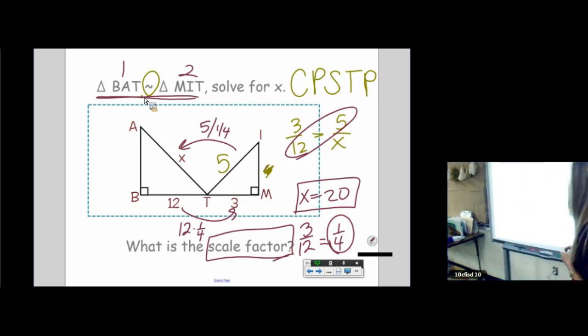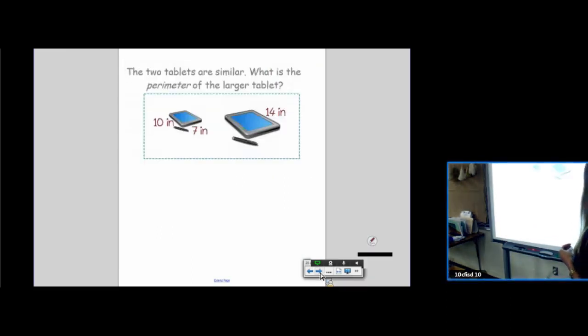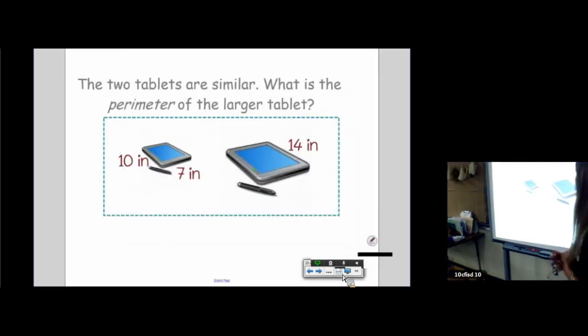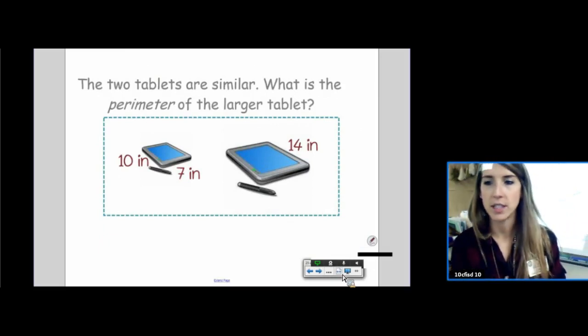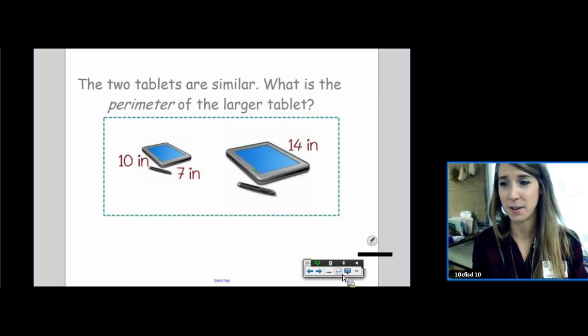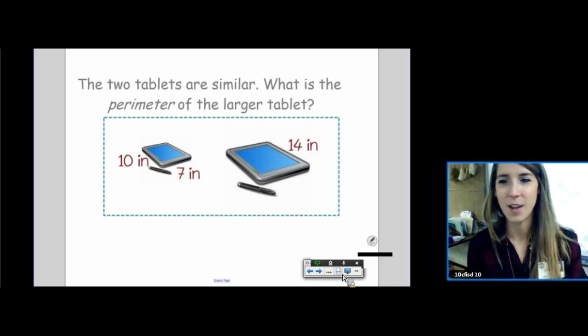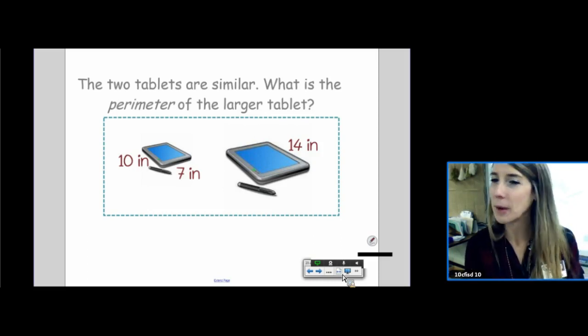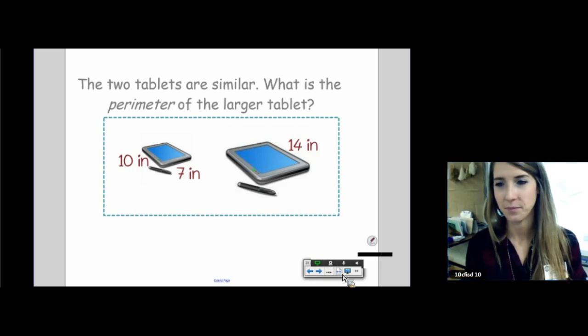Okay. We're going to skip this one. We're going to go to this one. These two tablets are similar. I think they make tablets much skinnier now, so that clip art is out of date. What is the perimeter of the larger tablet?